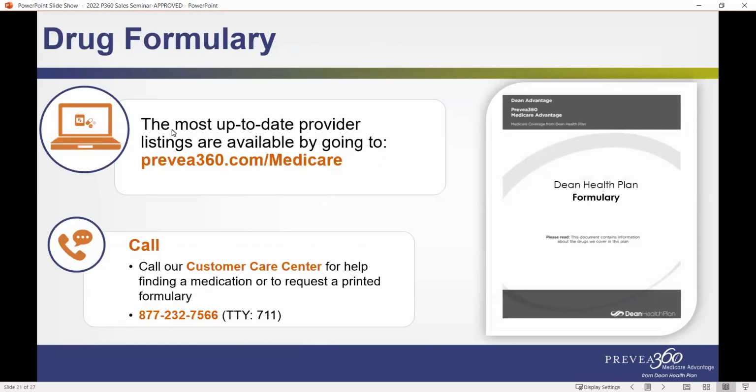As with the provider guide, the most up-to-date formulary listings are available at Prevea360.com/Medicare, or you can call the customer care center at 877-232-7566, and they can look up your medications or send you a printed formulary.